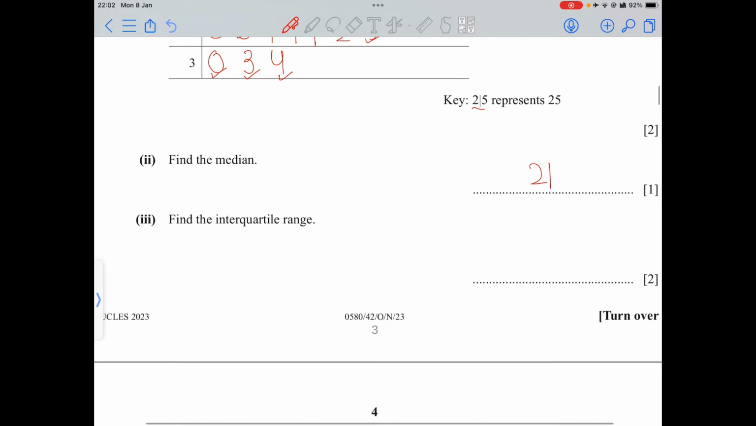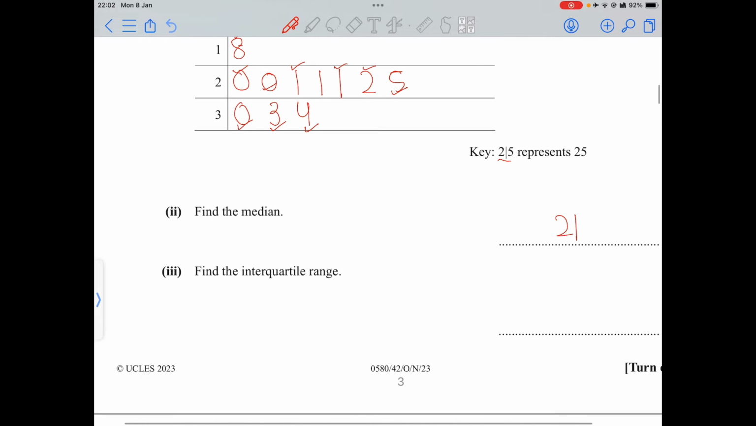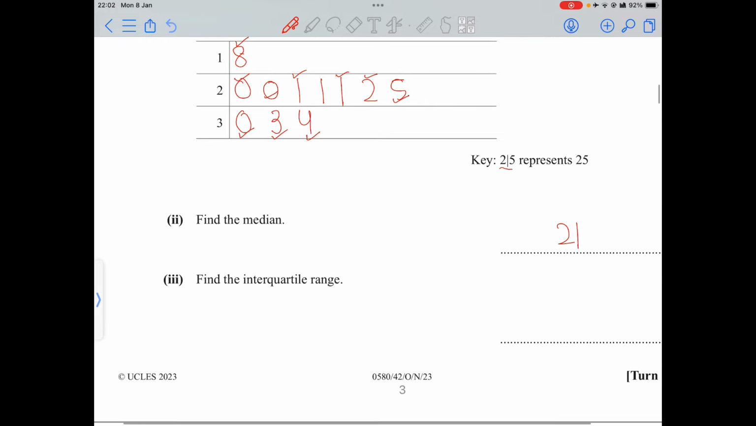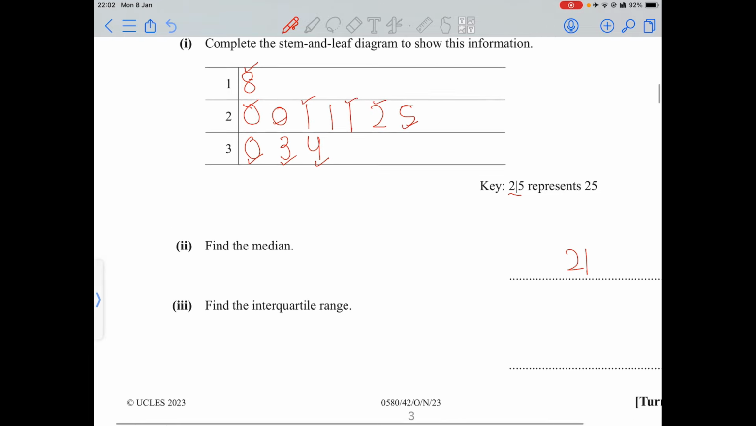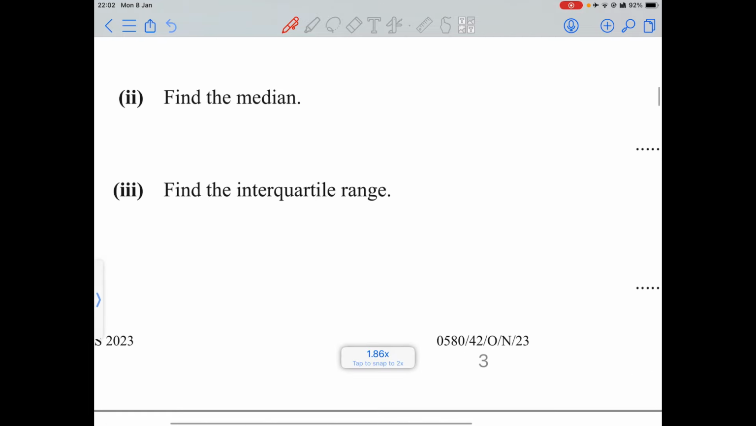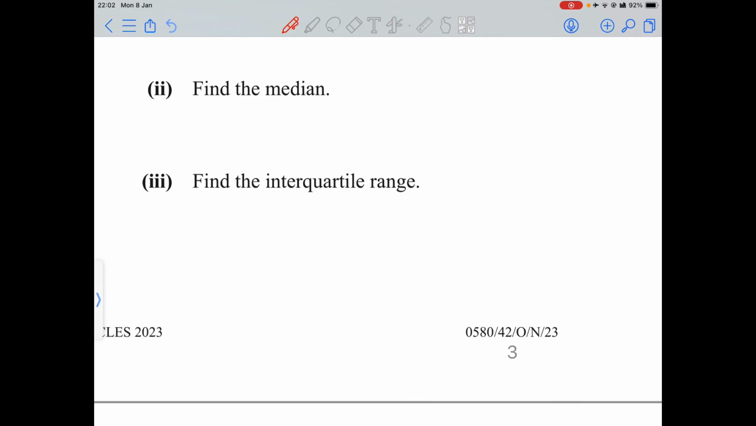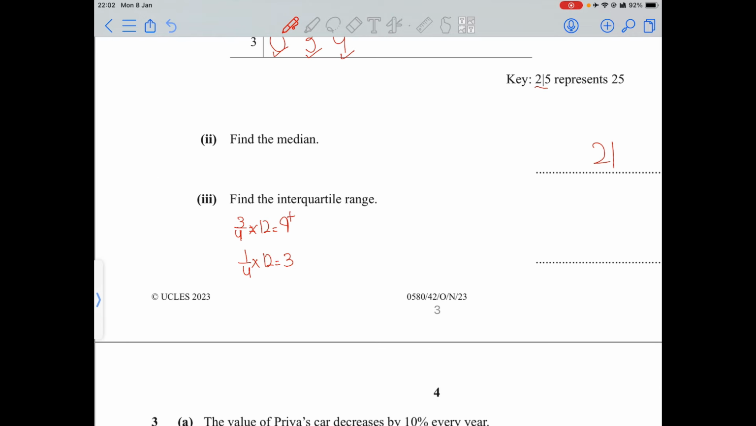Find the interquartile range. Now, in finding the interquartile range, remember that it's 3/4 of the data. This is only 11, so you have to score basically at least a 12. You can't do the calculation with 11, so you always go with the even number. 3/4 of 12 is basically 9, and 1/4 of 12 is basically 3. So we want to find the 9th data, and it's the same for the 3rd data.